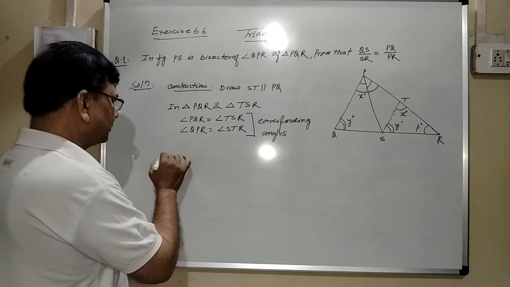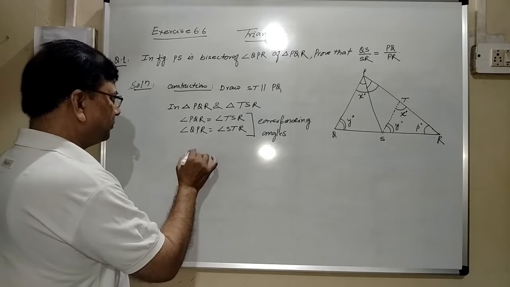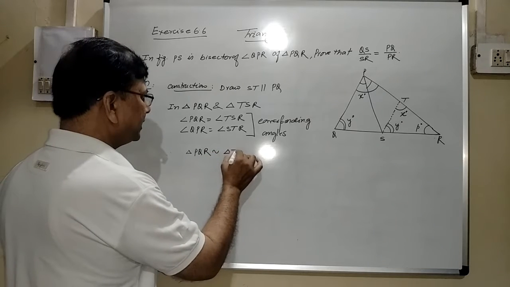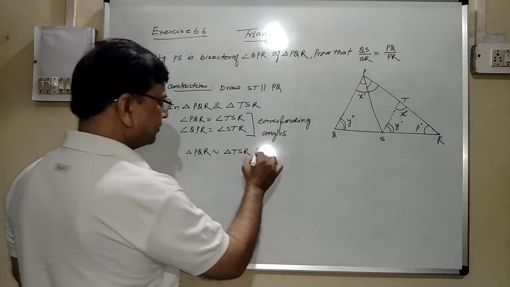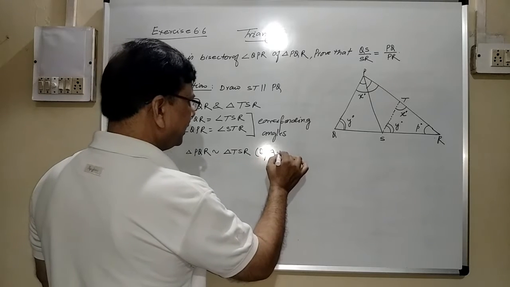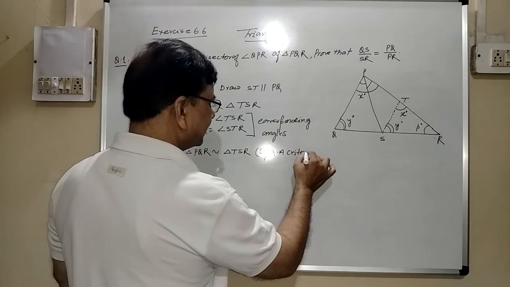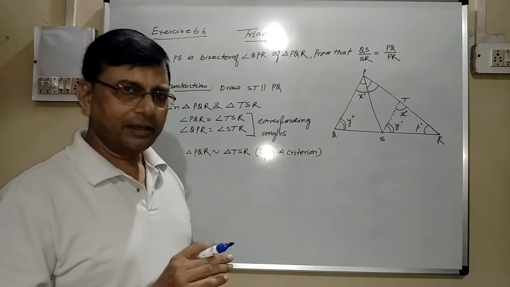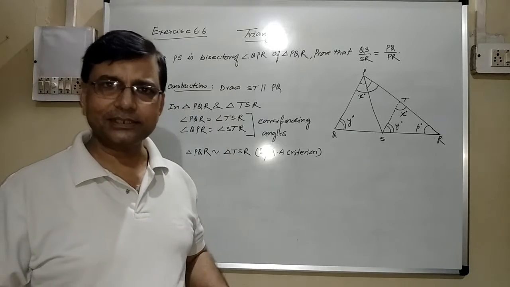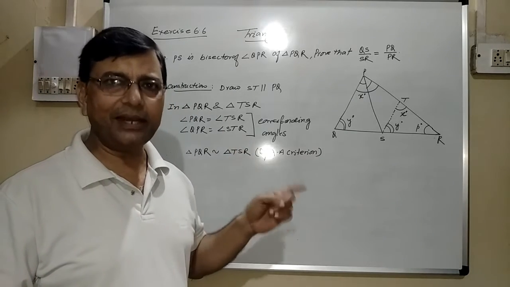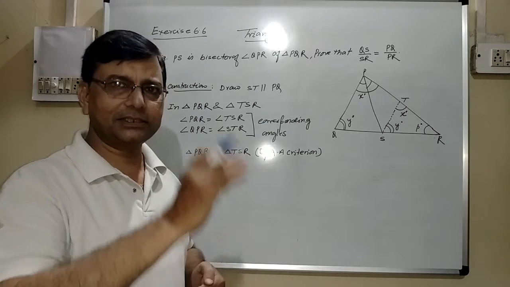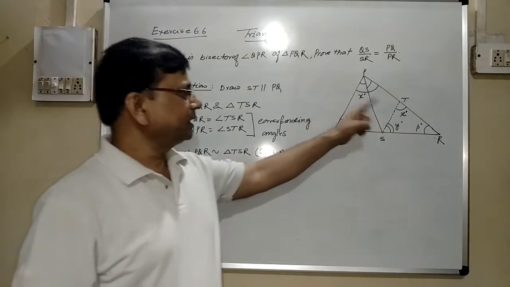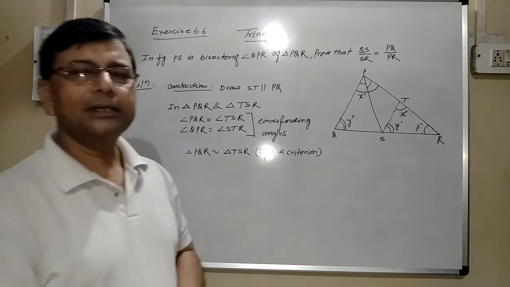Therefore, triangle PQR is similar to triangle TSR by AA criterion. This we have already studied. If you want to see the rest of the lectures, you can go to my playlist. You will get all the lectures on this particular chapter. So, due to AA criterion, these two triangles are similar.